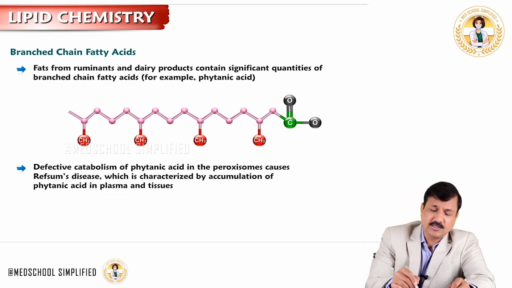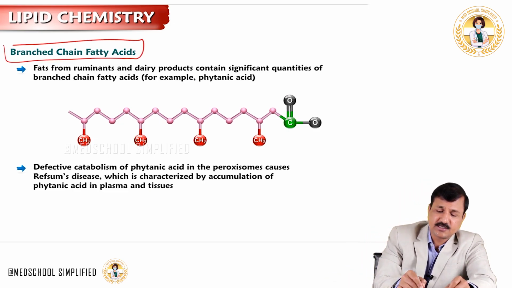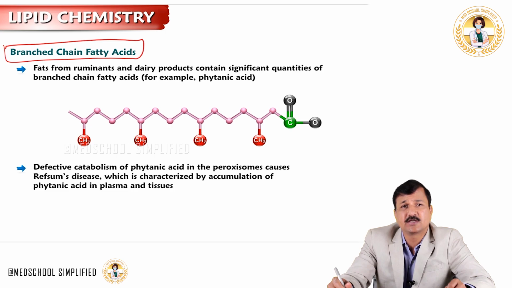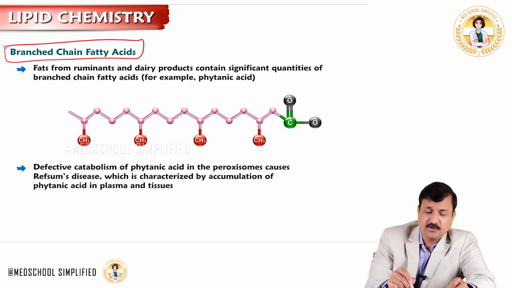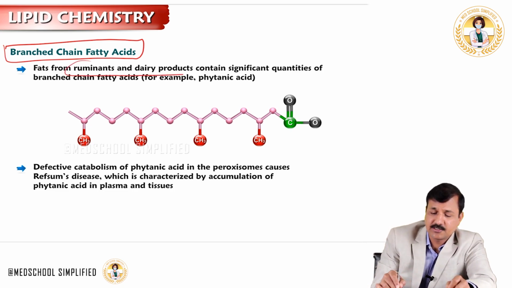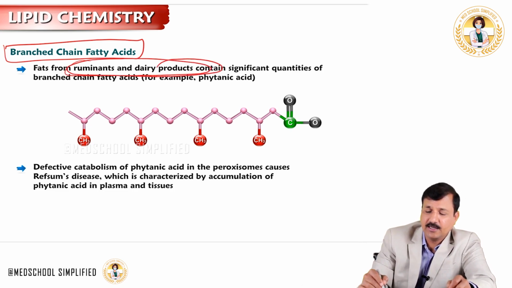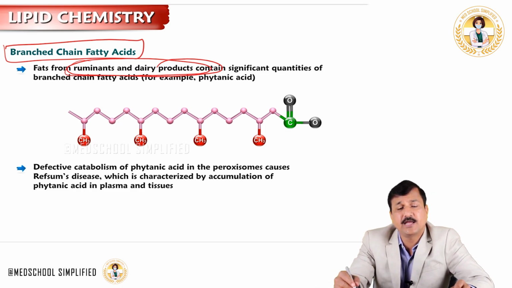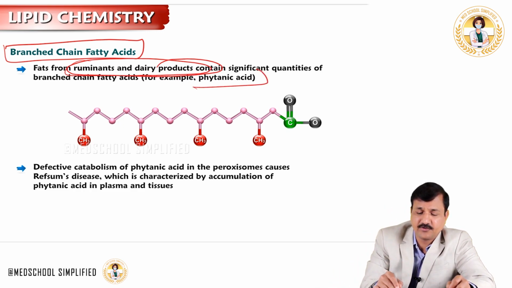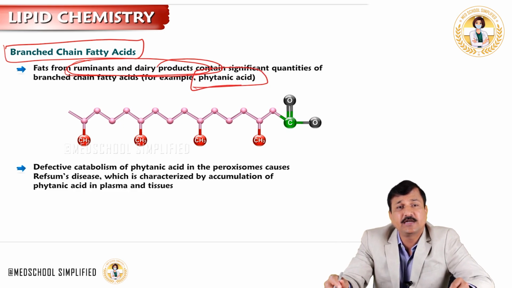Now coming to another special type of fatty acid which has branches in the hydrocarbon chain, referred to as branched chain fatty acid. Now fats coming from ruminant animals and dairy products contain significant quantities of branched chain fatty acid, and an example of a branched chain fatty acid is phytanic acid.